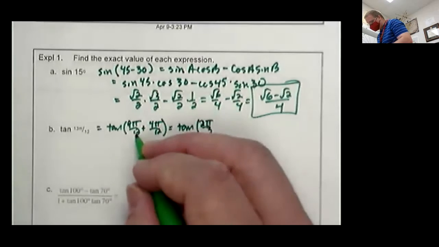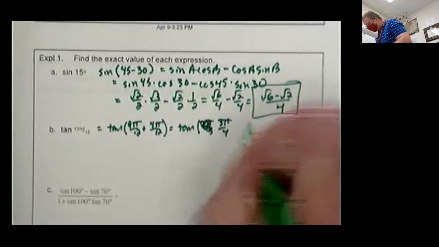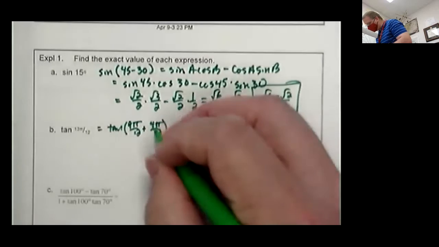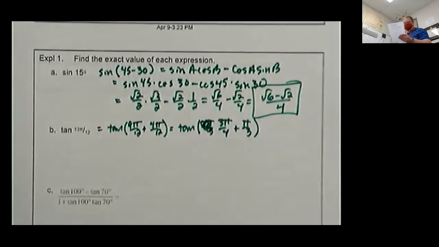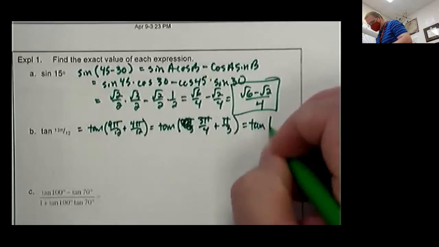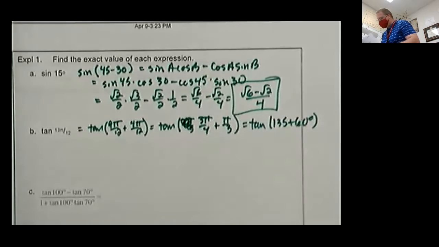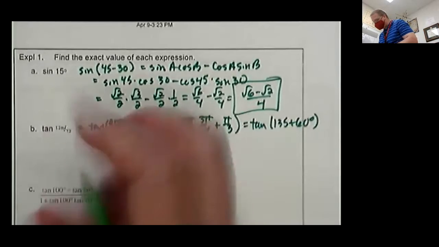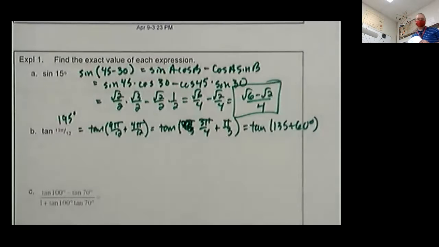Both divide by 3, giving us, sorry, not 2 pi thirds, 3 pi fourths plus, here both divide by 4, leaving us with pi thirds. There we go. So 3 pi fourths plus pi thirds, which, if you want to do this in degrees, would be tangent of 135 plus 60. Or you could have changed 13 pi 12ths into 195 if you wanted to start with, and then just be in degrees the whole time.